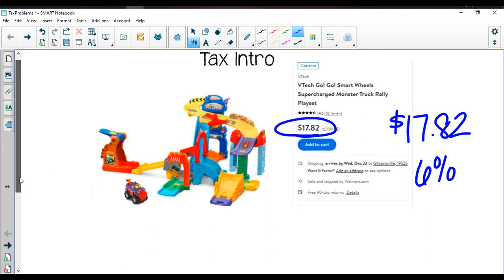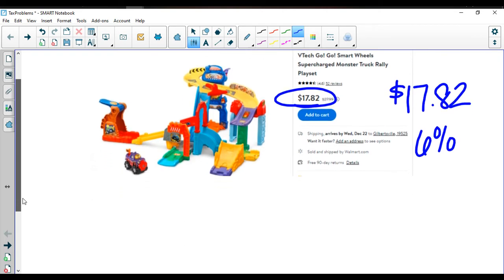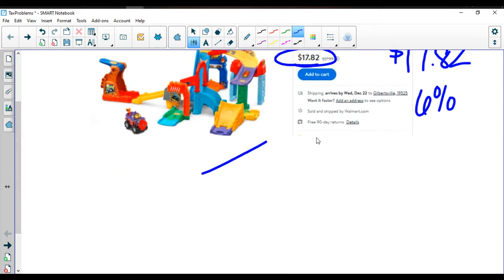So for our first one here, we have the $17.82, and we get charged 6% sales tax. So there's two different methods to doing this. The first one is to change your percentage to a decimal. And you're going to go ahead and just multiply it by the cost of your item. So 0.06 times 17.82.